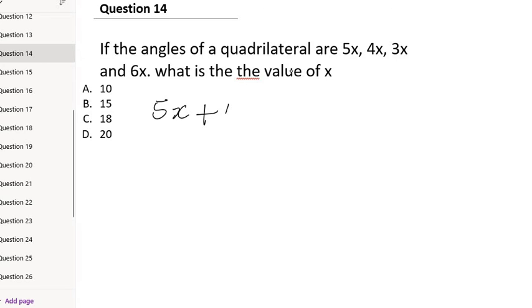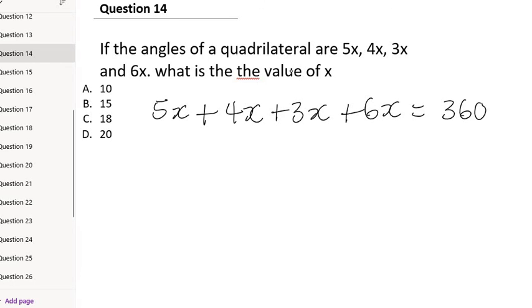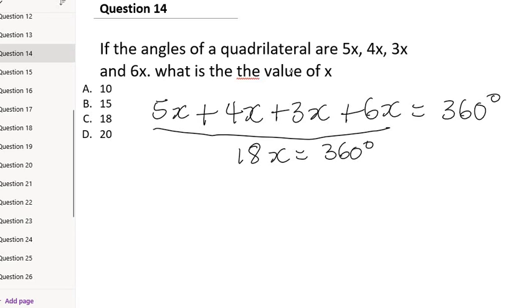So their sum is 360 degrees. 5x plus 4x plus 3x plus 6x equals 360 degree. So if we sum what we have here to give us 18x equals 360 degree. To get x, divide both sides by 18. Okay? 18 cancels 18. 360 divided by 18 will give me 20. And that's D.